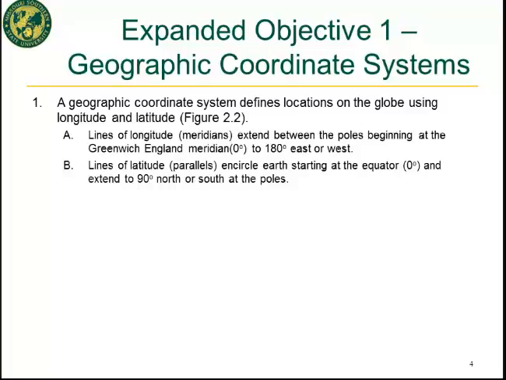Lines of longitude, also known as meridians, extend between the poles, and the numbering of these begins with the meridian that passes through Greenwich, England, designated 0 degrees. Those meridians are designated east and west of the starting point, and of course reach a maximum of 180 degrees. Lines of latitude, also known as parallels, encircle the Earth. They start at the equator at 0 and extend north and south of the equator to 90 degrees.